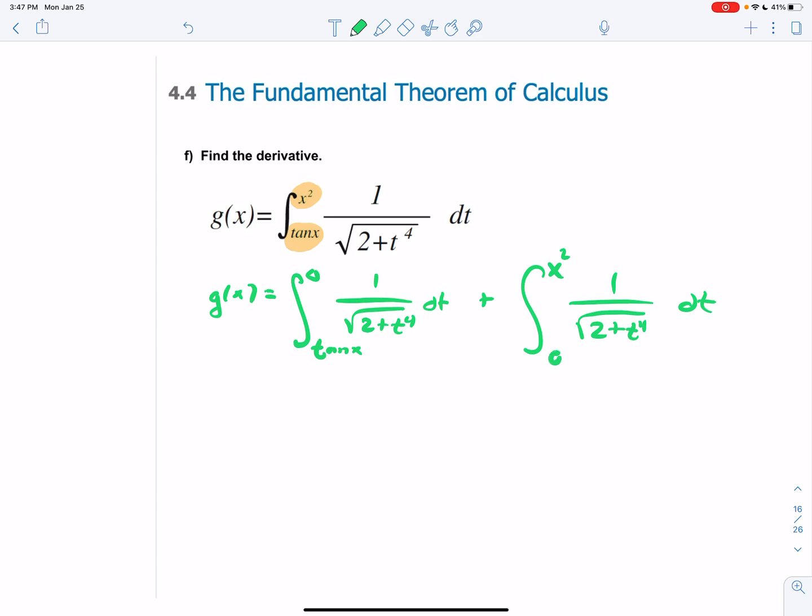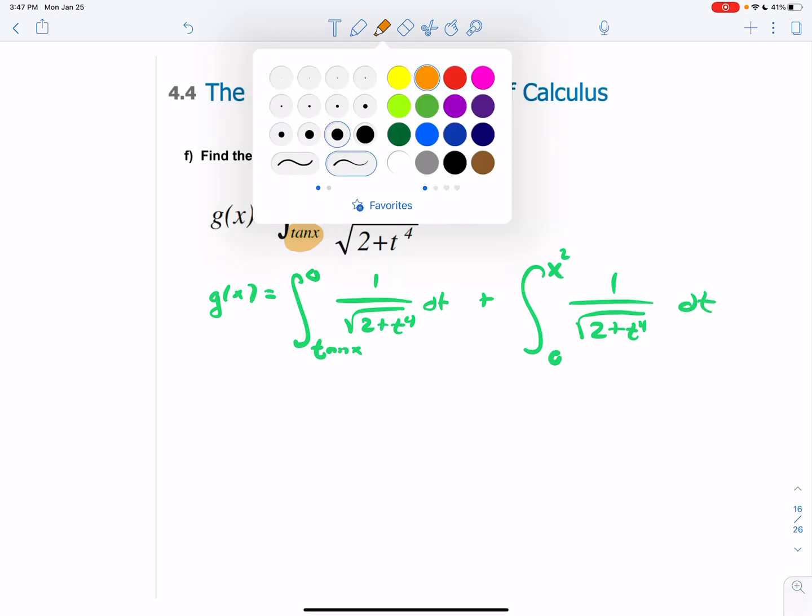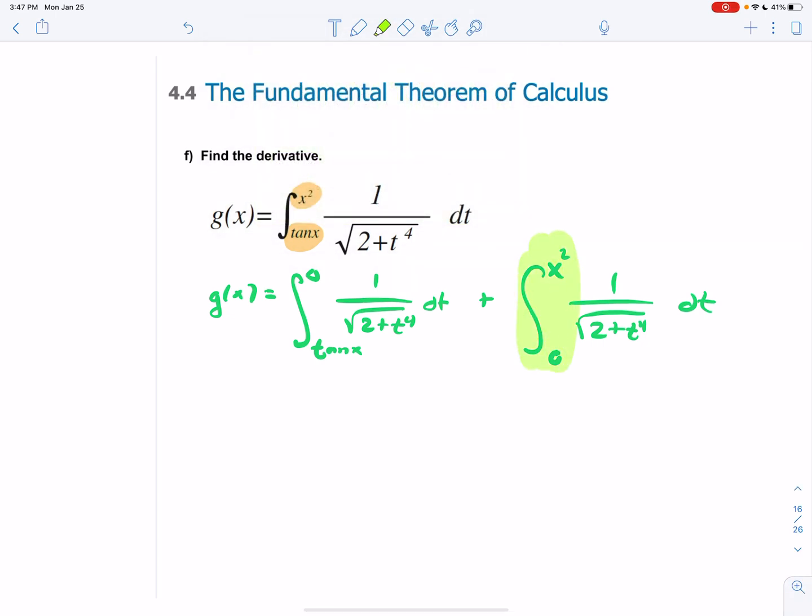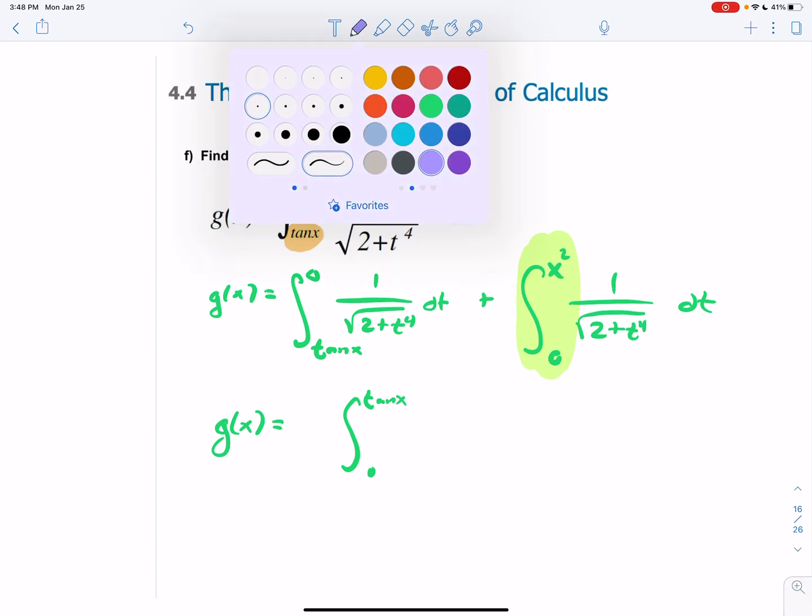Now, why did I do that? Because now I have integrals where one of the bounds is a constant and one of the bounds is a function. This one right here, I'll highlight it in light green. That one is ready to go in regards to the derivative for FTC 1. Now, this one over here is not quite perfectly set up yet. So again, I'll call this g of x because it's not ready yet. I can easily flip these two around as long as I account for a negative.